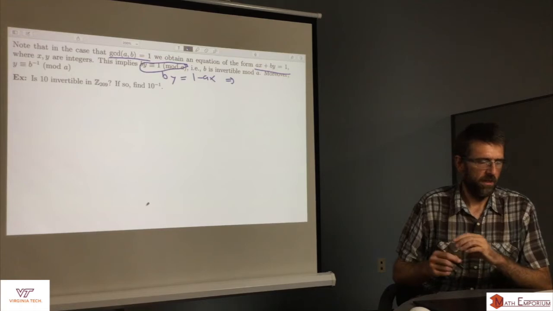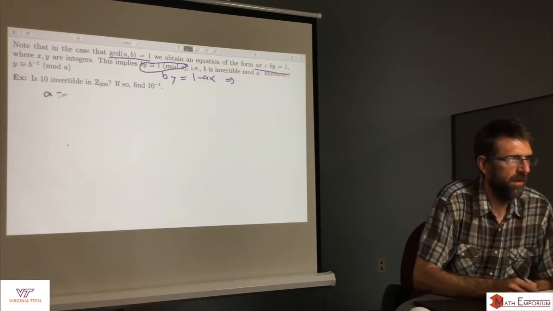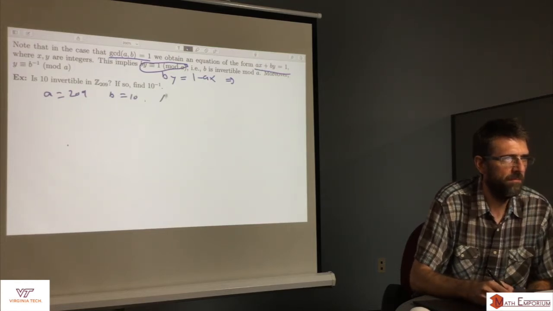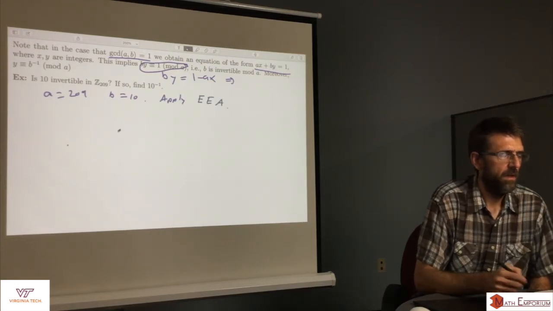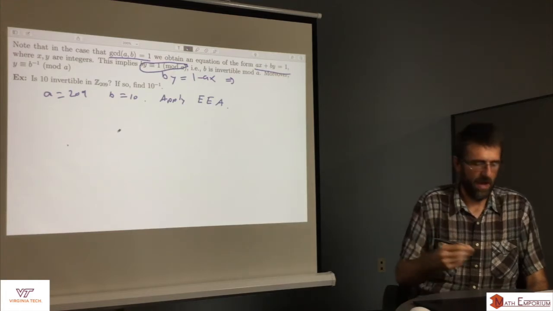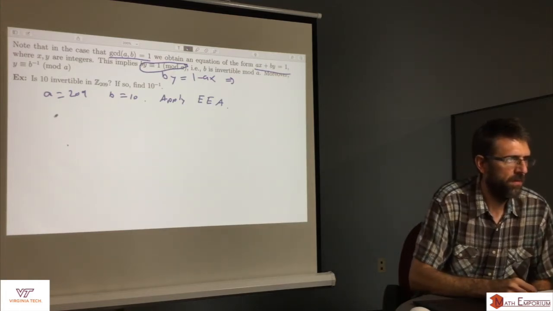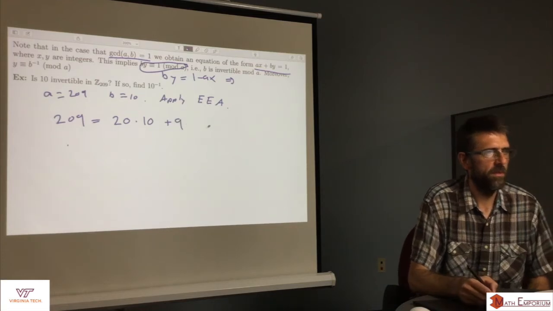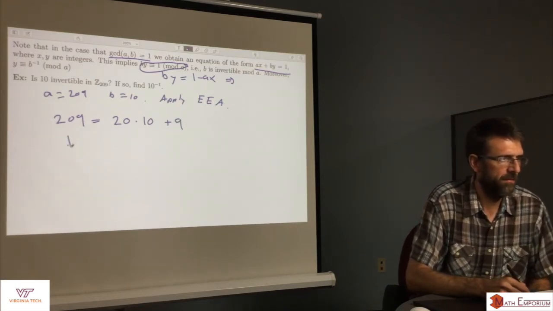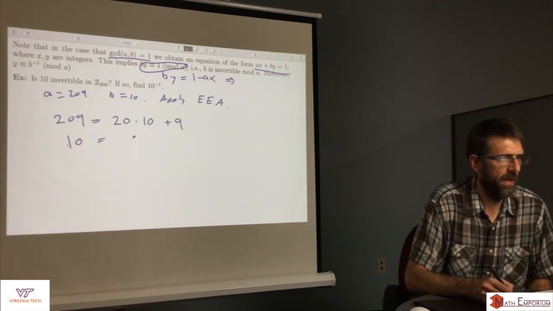All right, well, let's let A be 209 and let B be 10. And so I want to apply this extended Euclidean algorithm. The first step towards that is just doing the Euclidean algorithm. So 209 is 20 times 10 plus 9. I still haven't hit a zero remainder, so keep going. These are my new remainders. So 10 is 1 times 9 plus 1.